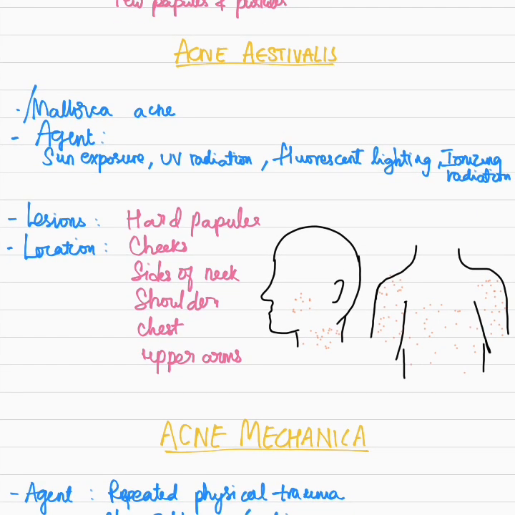Coming to acne aestivalis, it is also known as Mallorca acne. It is a very rare type of acne. As the name indicates, aestivalis has something to do with summer or heat or any radiation. The agents that are responsible are UV radiation or sun exposure, fluorescent lighting and ionizing radiation. The lesions are hard papules. Location is commonly on cheeks, sides of neck, shoulders, chest and upper arms. Basically any area of the body that is exposed to this radiation or to sunlight.